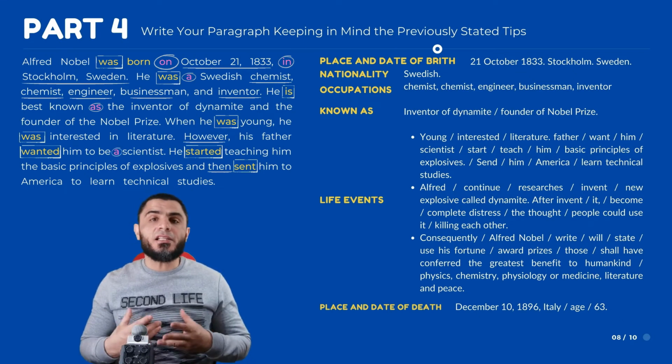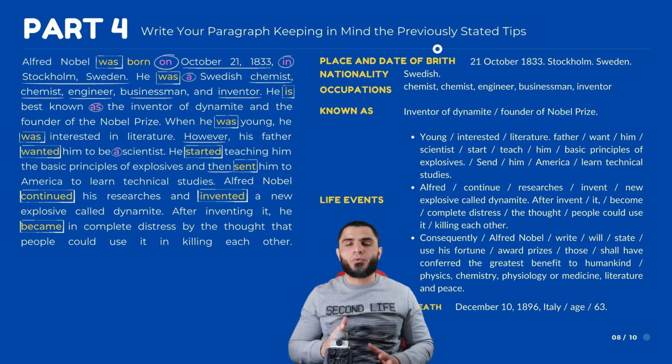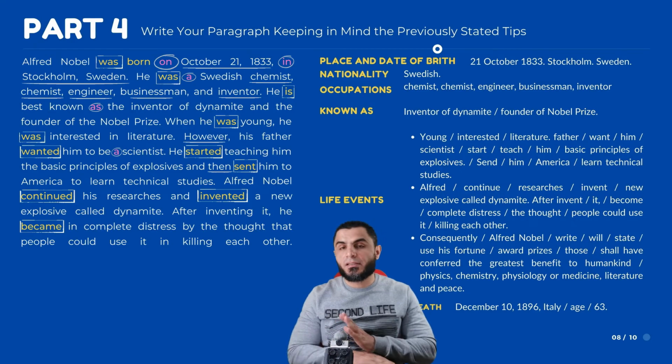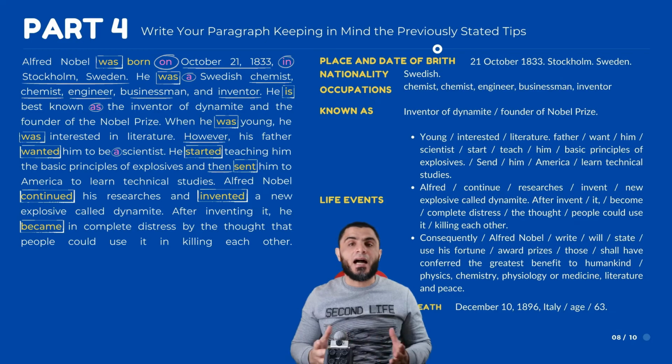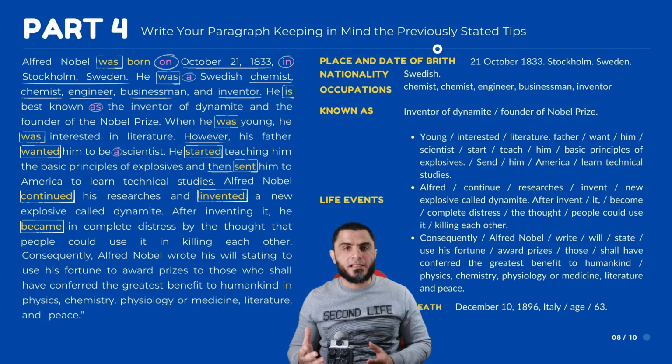Alfred Nobel continued his researches and invented a new explosive called dynamite. After inventing it, he became in complete distress by the thought that people could use it in killing each other. So again, I have used the simple past because the person I'm talking about is dead. Consequently, Alfred Nobel wrote his will stating to use his fortune to award prizes to those who shall have conferred the greatest benefit to humankind in physics, chemistry, physiology or medicine, literature, and peace.